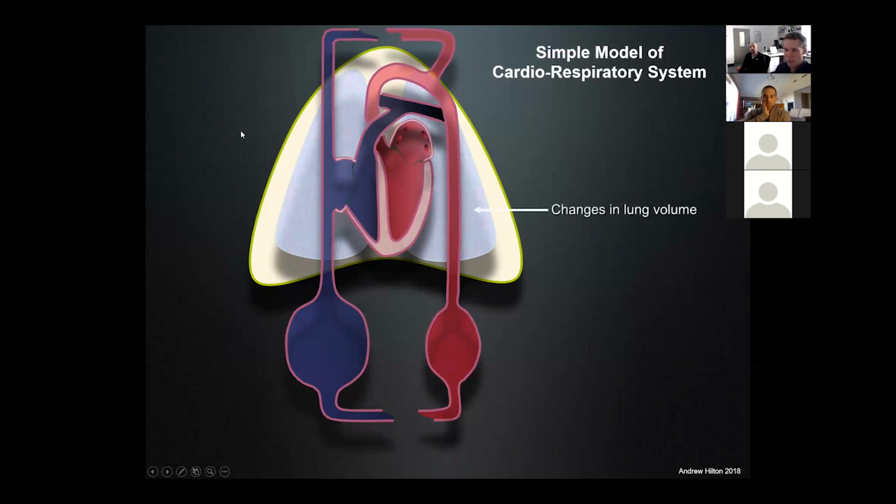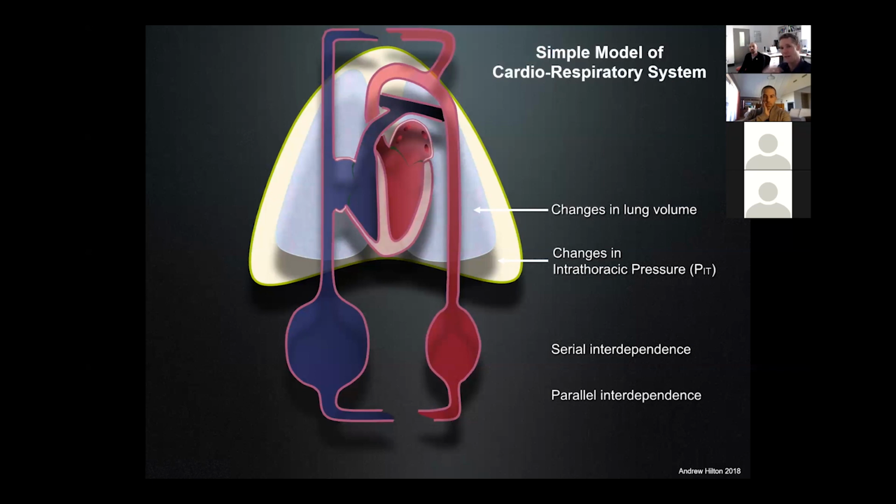So here's the cardiorespiratory model. We are going to cause changes in the lung volume with inspiration and expiration. Those changes in lung volume are going to change the intrathoracic pressures. We have part of the hemodynamics that are in serial interdependence, as in if we change pressures in one chamber, it will cause flow to another. But we also have parallel interdependence, as in right ventricle to left ventricle. If I dilate up the right ventricle, I squish the left ventricle.